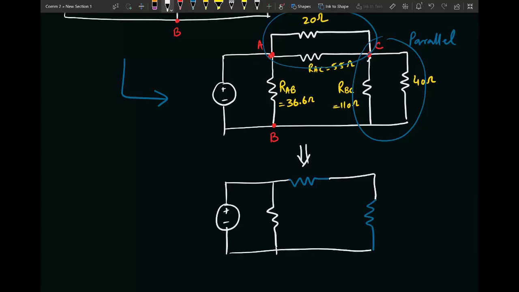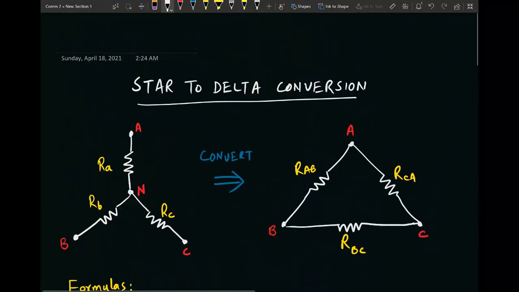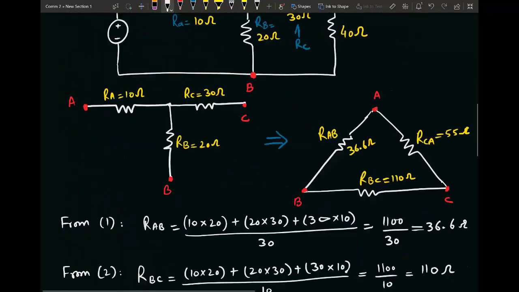I hope you clearly understand how to convert star configuration into delta configuration. Also, why is it important to know this conversion? In my next video I will explain delta to star conversion. For that time stay tuned.